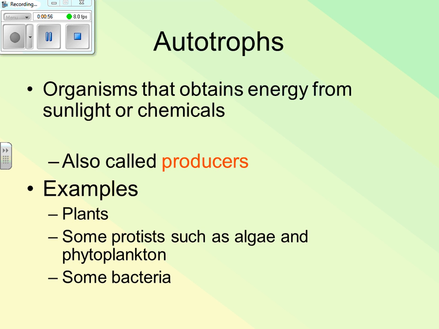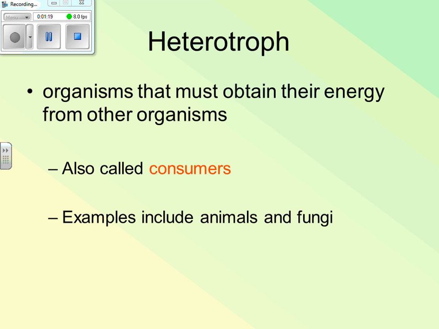But some examples you can think of, you don't have to write all these down. Maybe just get one of them. Plants and other protists like algae or plankton or even some bacteria are the autotrophs. And these are important to drive a lot of the chemical reactions on our planet. And without the autotrophs, we would have no heterotrophs, otherwise known as the consumers.